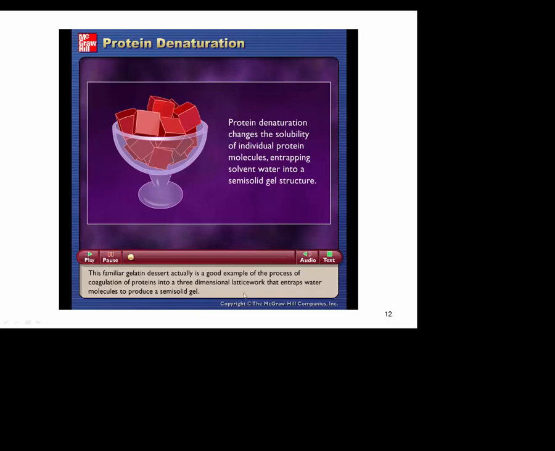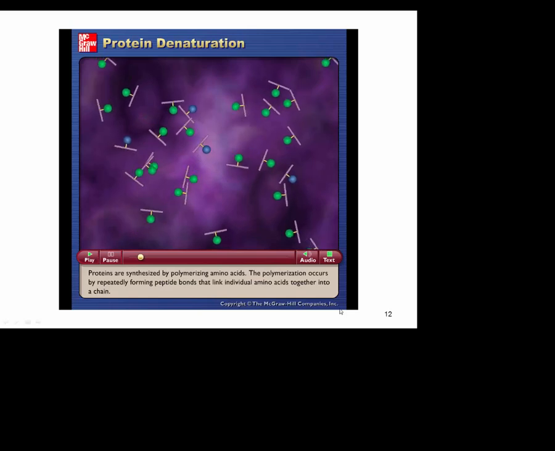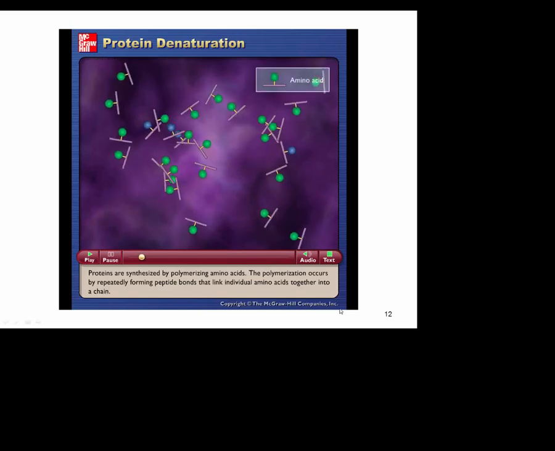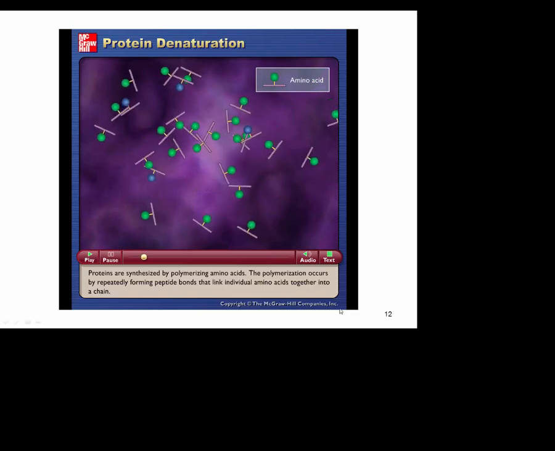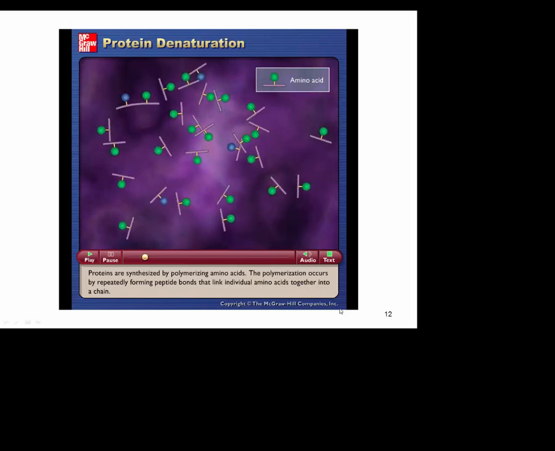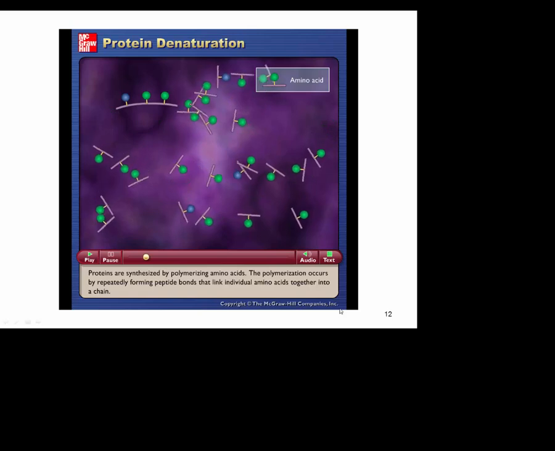This familiar gelatin dessert actually is a good example of coagulation of proteins into a three-dimensional latticework that entraps water molecules to produce a semi-solid gel. This animation explains the physical chemistry behind the process. Proteins are synthesized by polymerizing amino acids. The polymerization occurs by repeatedly forming peptide bonds that link individual amino acids together into a chain.